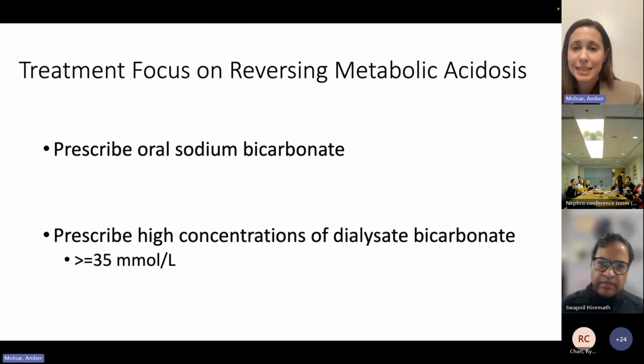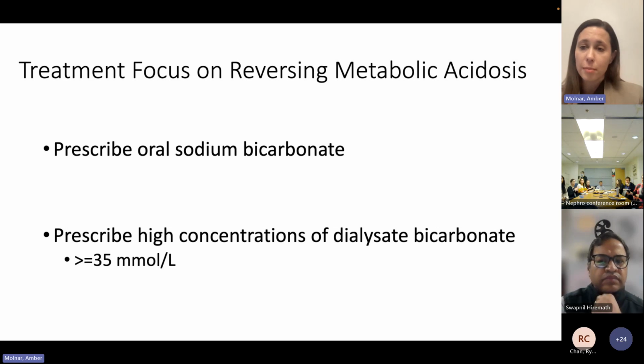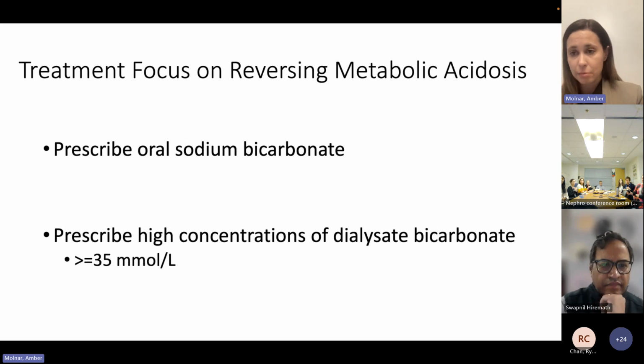But it's based on this data that we really have focused on the pre-dialysis serum bicarbonate and reversing and treating metabolic acidosis. And we do so either by prescribing oral sodium bicarbonate or prescribing very high concentrations of dialysate bicarbonate. So those are really the two approaches for our patients on dialysis.